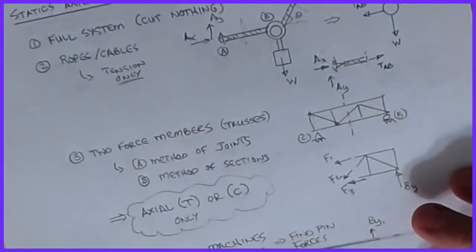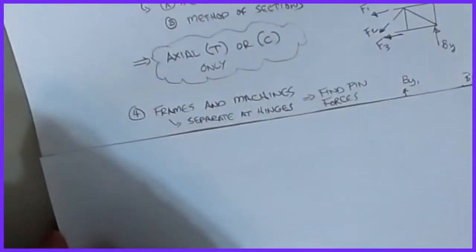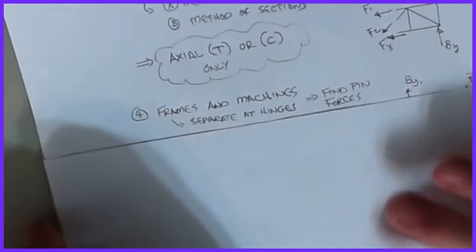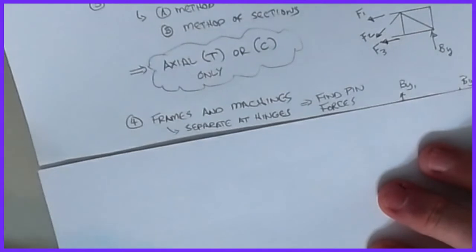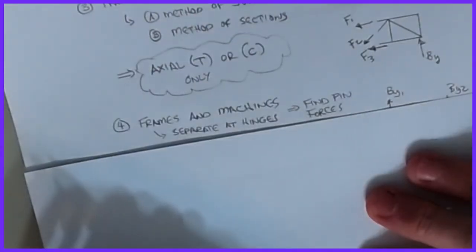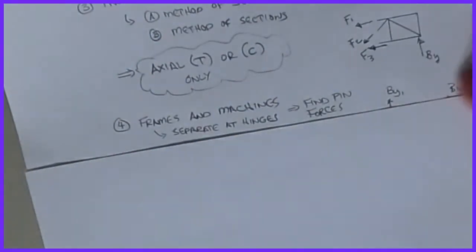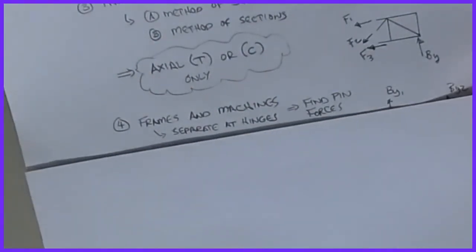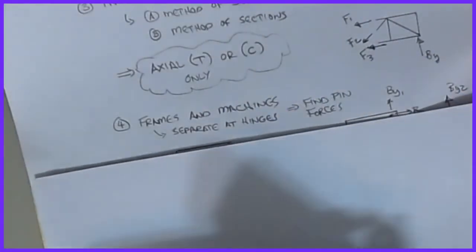All right. Now, after that, we then progressed into frames and machines. These were systems, and typically we denoted a frame and a machine as a system of members that didn't necessarily have to be straight, but could be hinged at certain locations. They were always connected by a pin that connected multiple pieces. And if that was the case, then we could take advantage and go look for our pin forces between those, and we would be all right.